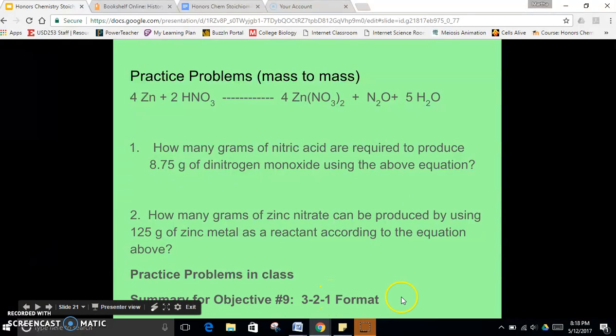So the summary for objective number 9 is a 3-2-1 format, and you should be able to complete this, especially watching those 4 YouTube videos that are present in this screencast.